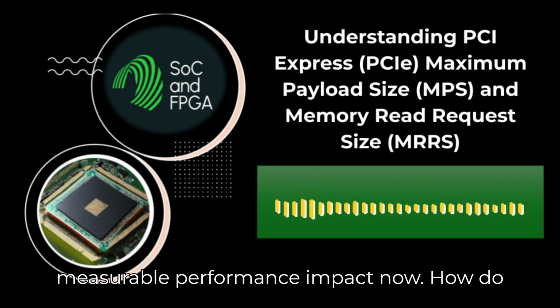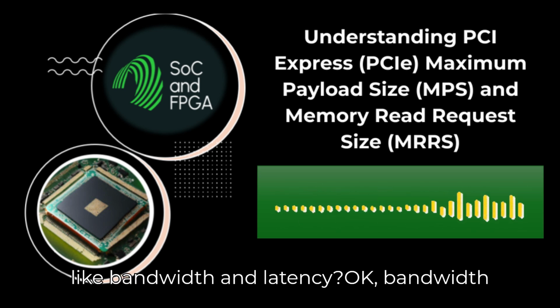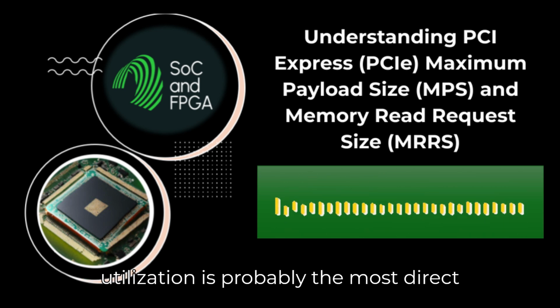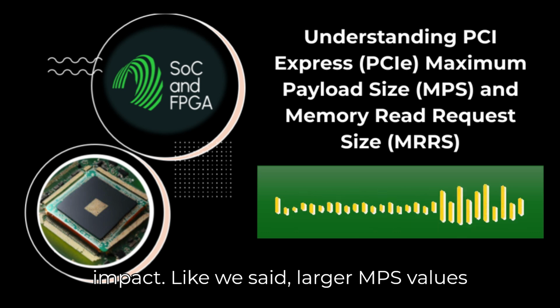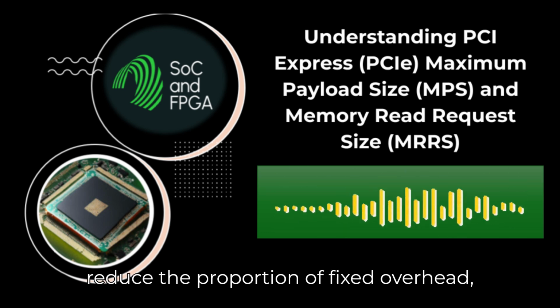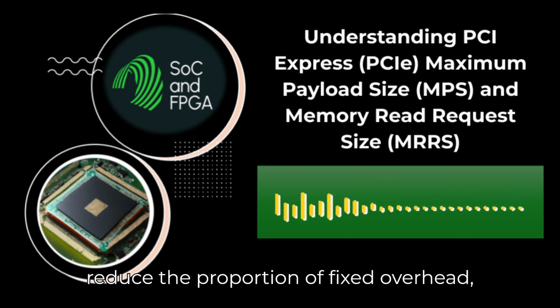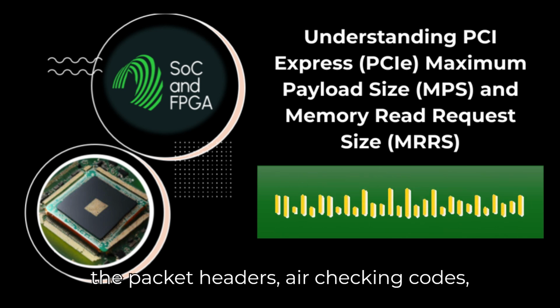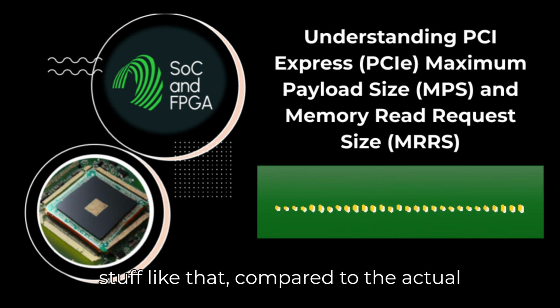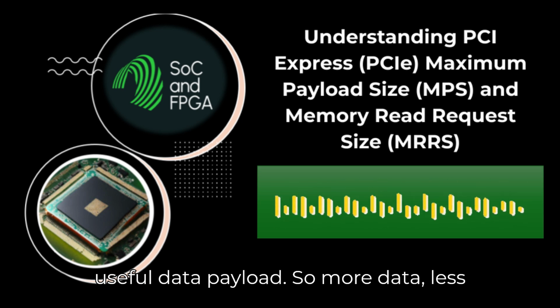Let's dig into the measurable performance impact now. How do these settings actually affect things like bandwidth and latency? Okay, bandwidth utilization is probably the most direct impact. Like we said, larger MPS values reduce the proportion of fixed overhead, the packet headers, error checking codes, stuff like that, compared to the actual useful data payload. So more data, less tax.